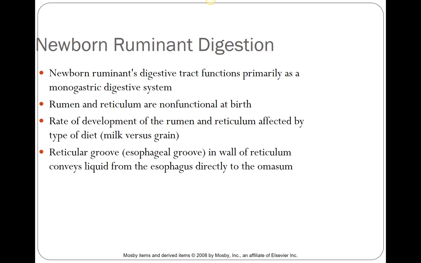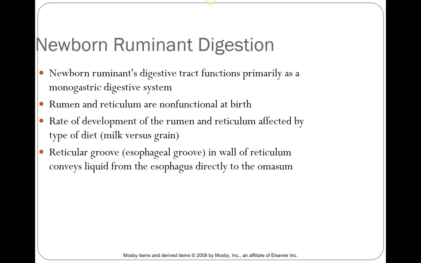Newborn ruminants, one thing to know about their digestive tract is it functions very similarly to that of a monogastric. Somewhere around 4 to 8 weeks, they start eating solid food and their rumen becomes active. But while they're on milk, and especially in their early life, the rumen and reticulum are both non-functioning. There's no bacteria in there for them to digest anything. And so the rate of rumen development and reticulum development is determined by when they start eating their first dry food. And we have something called the reticular groove, more commonly known as the esophageal groove.